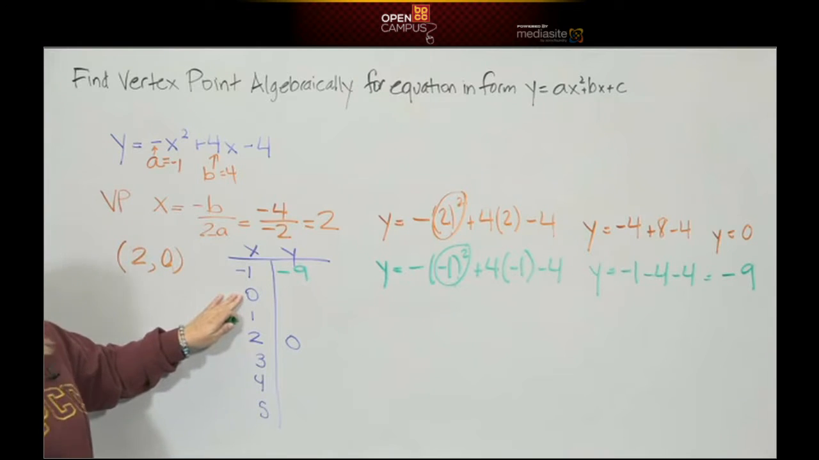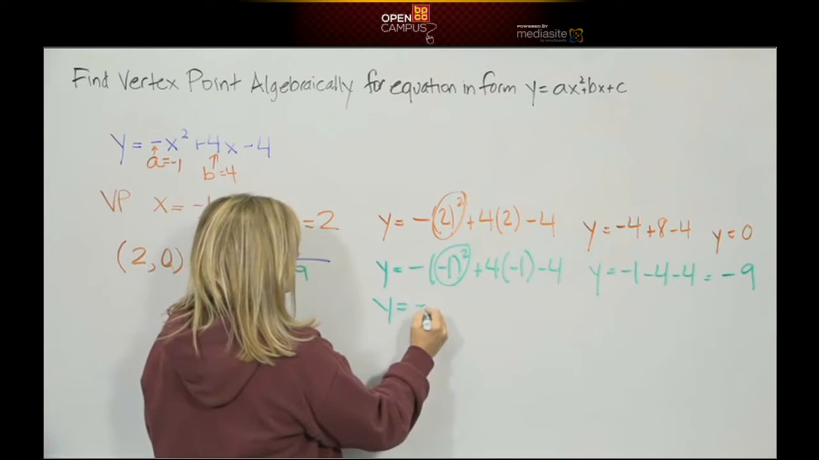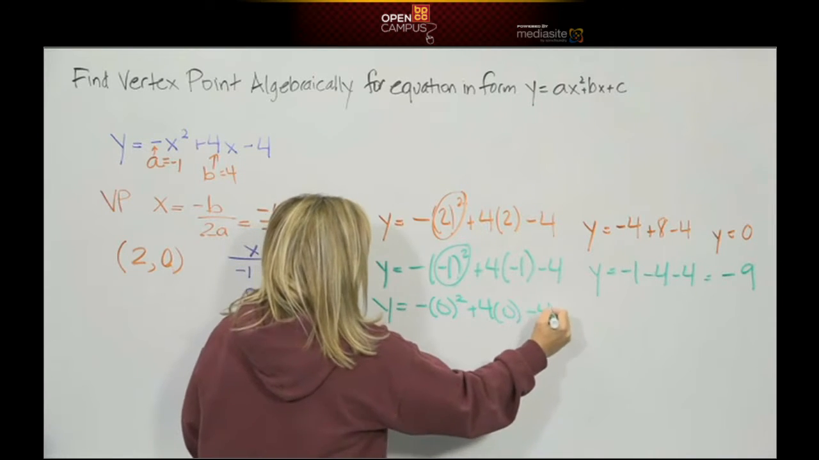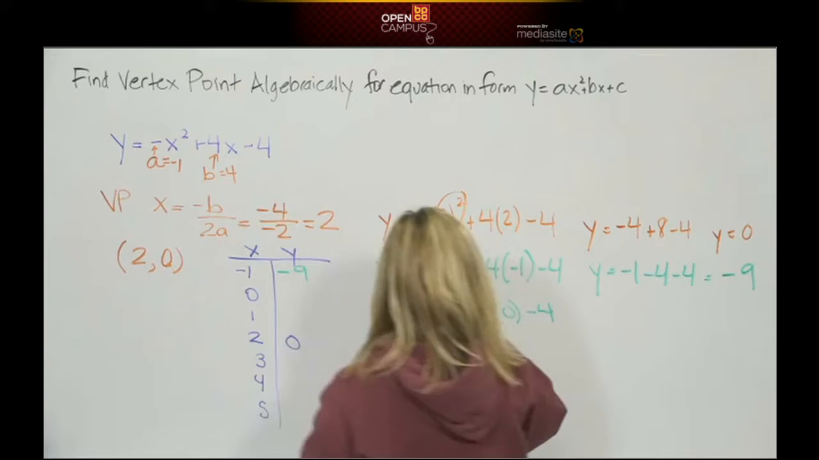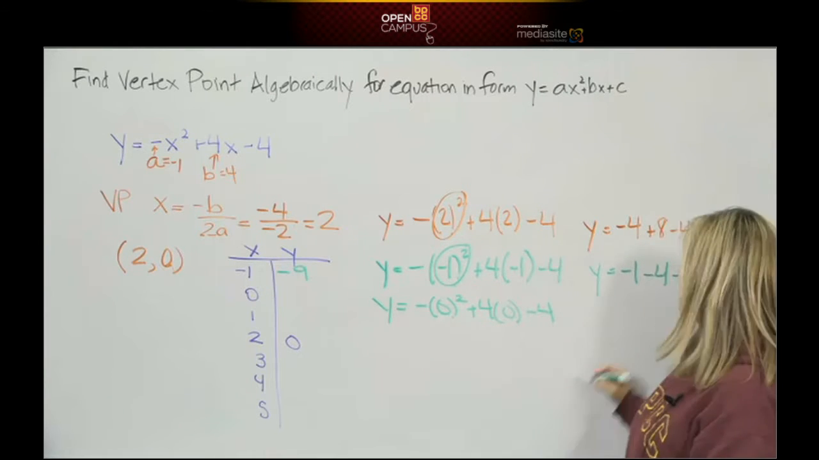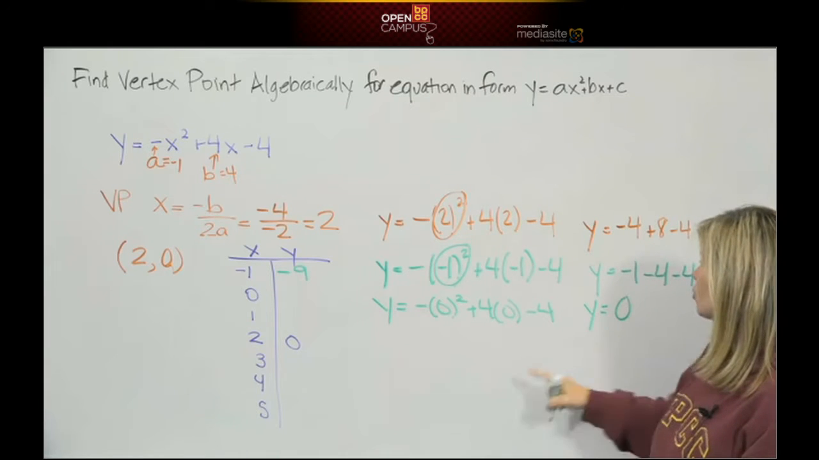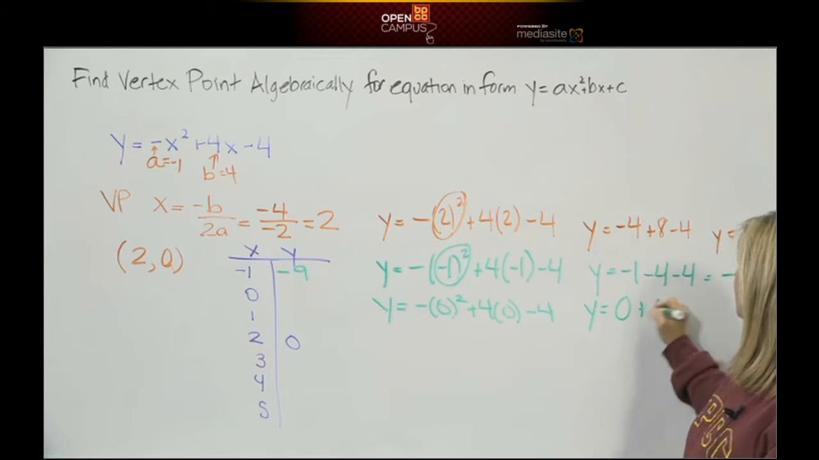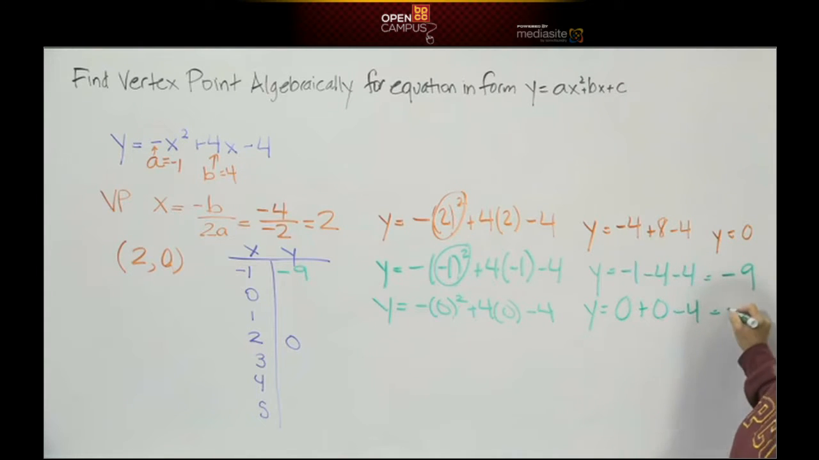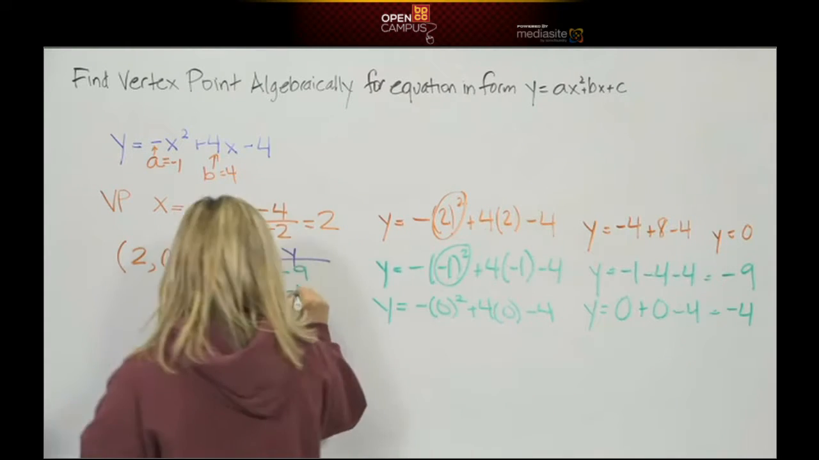I would substitute in 0. Y equals negative 0 squared plus 4 times 0 minus 4. 0 squared is 0, and 0 times a negative would just be 0. Remember, 0 doesn't get a sign. It's neutral. 4 times 0 is 0 minus 4. Well, 0 plus 0 is nothing. Nothing minus 4 is negative 4.